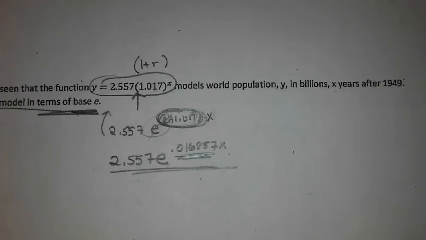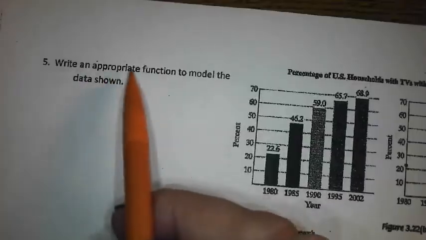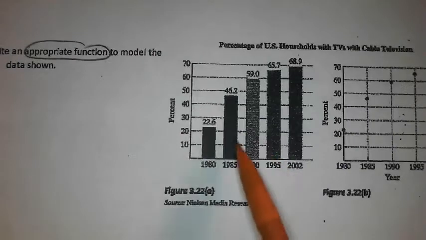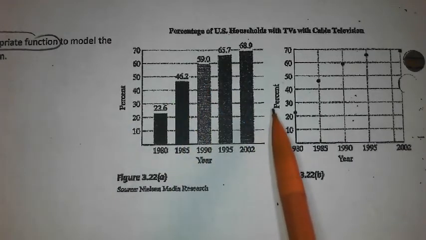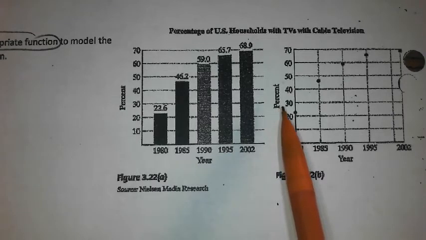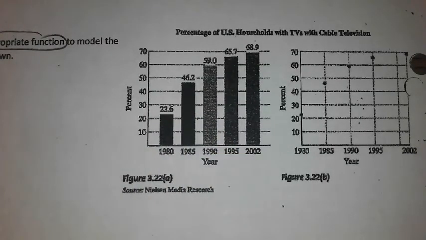And really quickly on 5, I'm not going to do it, but when you get to this on your homework, write an appropriate function. You're going to have to enter this data in and run a scatter plot on your calculator. Oh, look at it. So enter the data and then run a regression to get a best fit function. You know what I'll do on that?